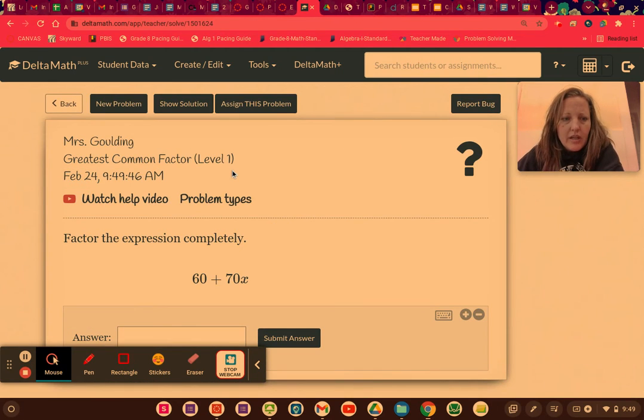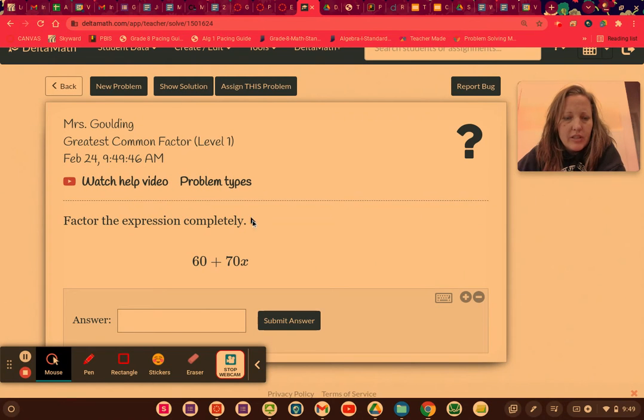It says factor the expression completely. Like we said, this is simplified form. They don't have any like terms. You can't combine them, but we can factor them. So we're going to look for the greatest common factor between this term and this term. Is it a 10? Is there anything else that goes into both of them? It's real easy to tell once you do it.